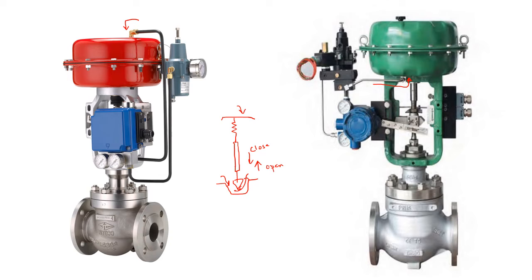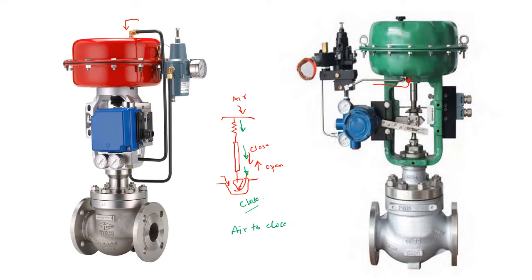And when air is given into it, what is happening? When air is given, it is compressing the spring, putting the stem down and putting the plug down closer to the seat. So the flow will be less. So in this case, the air is closing the valve. So this is called air to close, right?